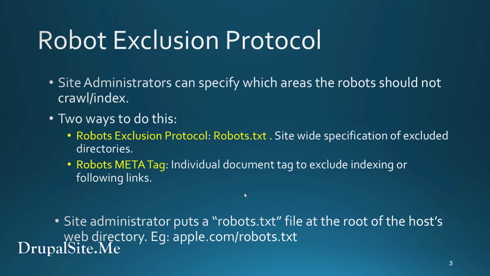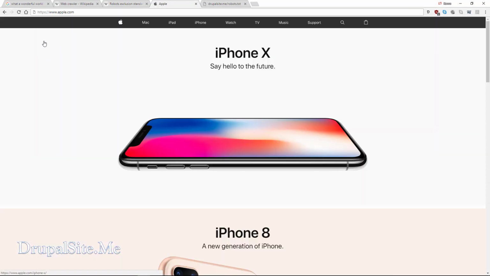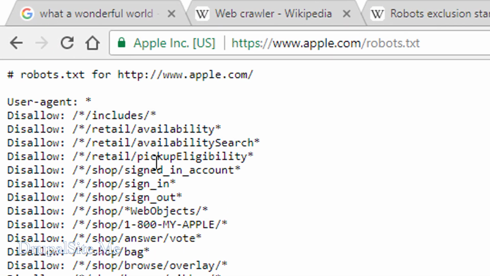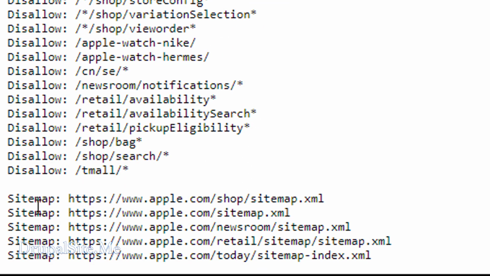Let us look at some site examples. Say for example, go to Apple. This is the Apple site, apple.com, then /robots.txt. If they have a robots.txt, it should be there. Click on that. That's what it is. This is Apple's exclusion protocol. Robots.txt for Apple. This is the user agent. All user agents disallow this directory. There are hundreds of them. And in the end, they also indicated where the sitemap is located. Apple seems to have quite a few of them for different purposes. So that is what it is.